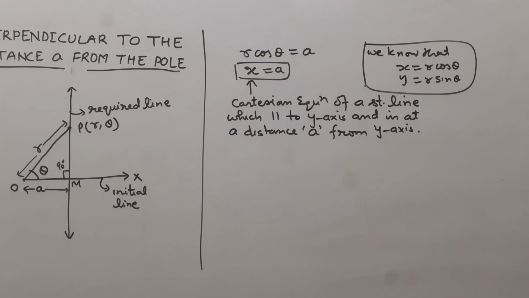So x is equal to a is the Cartesian equation of the line which is parallel to the y-axis and is at a distance small a from the y-axis. And in polar form, this equation can be written as r cos theta is equal to a. Thank you.